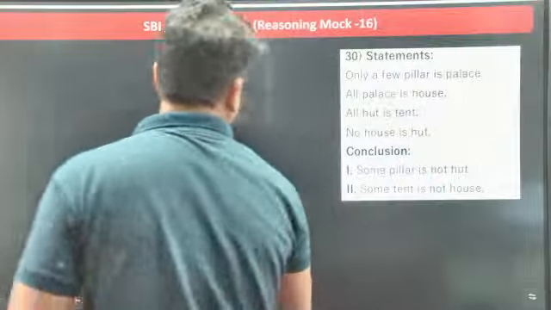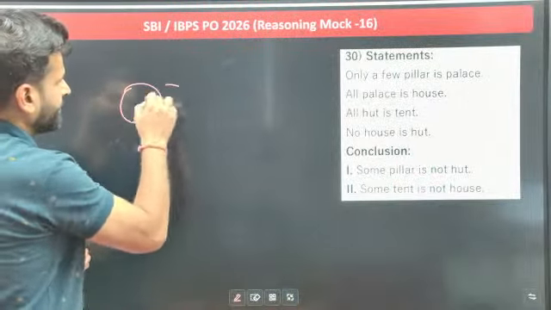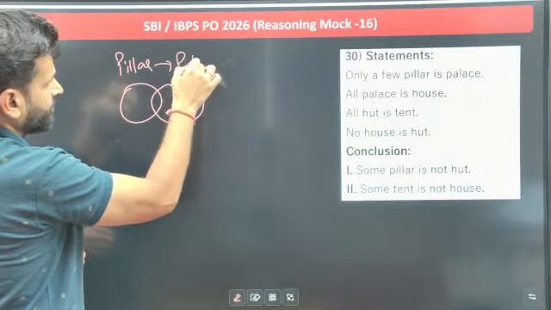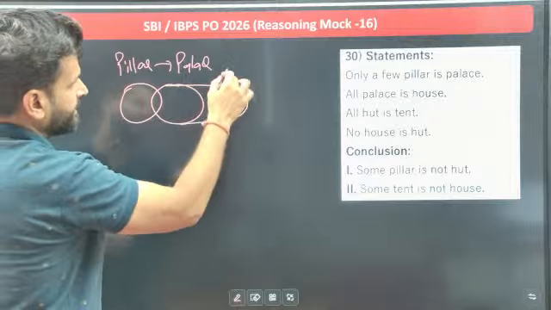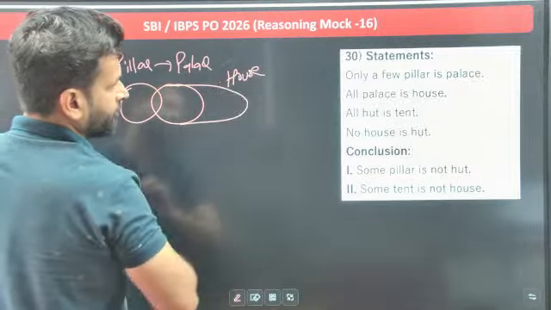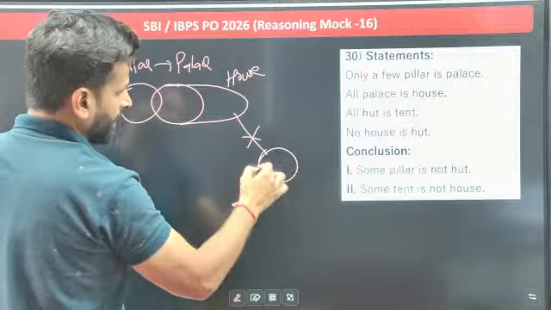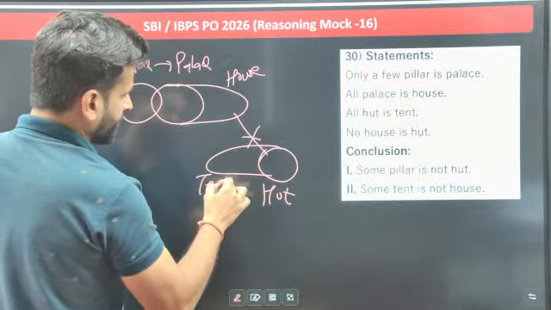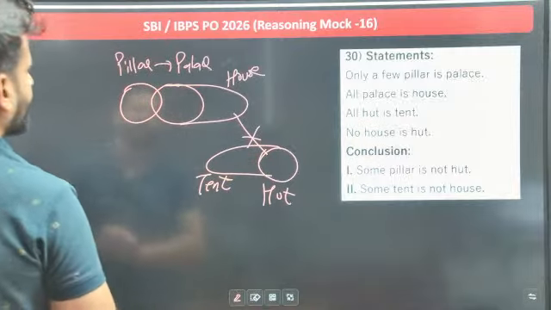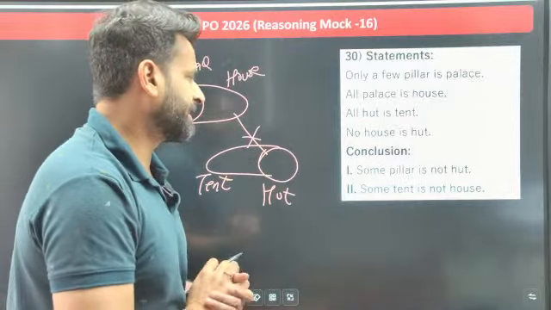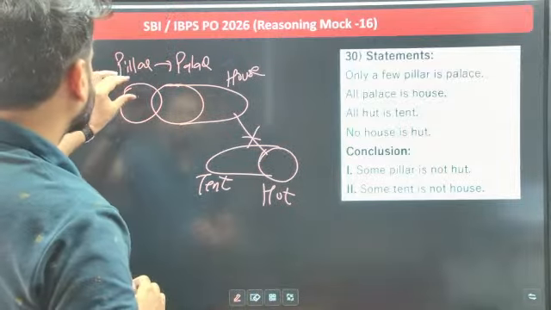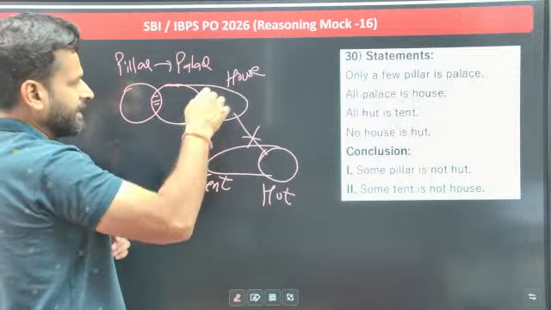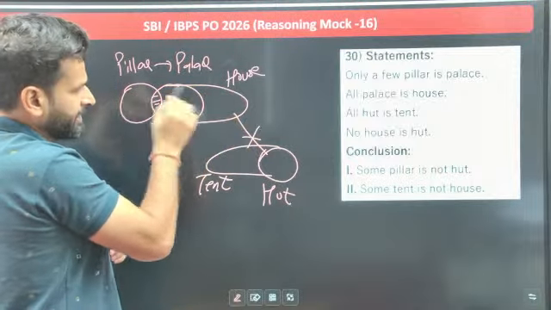Both follow. Right. Only a few pillar is palace. Only a few is the relation of pillar to palace. All palace is house. No house is hut. All hut is tent. So some pillar is not hut. Some pillar, this much of pillar, because this much of pillar is inside palace, house. No house is hut. So some pillar is not hut.